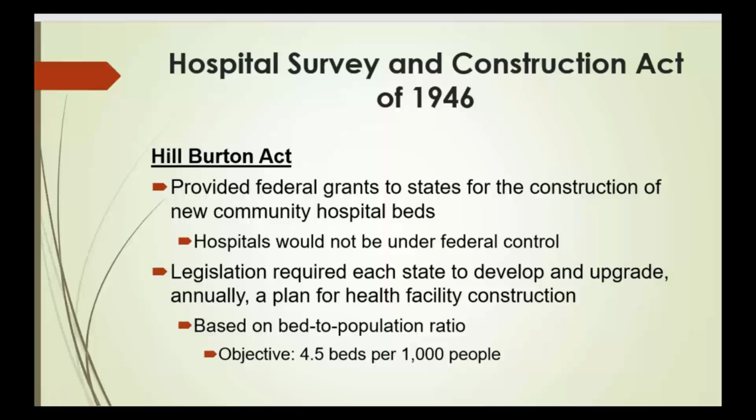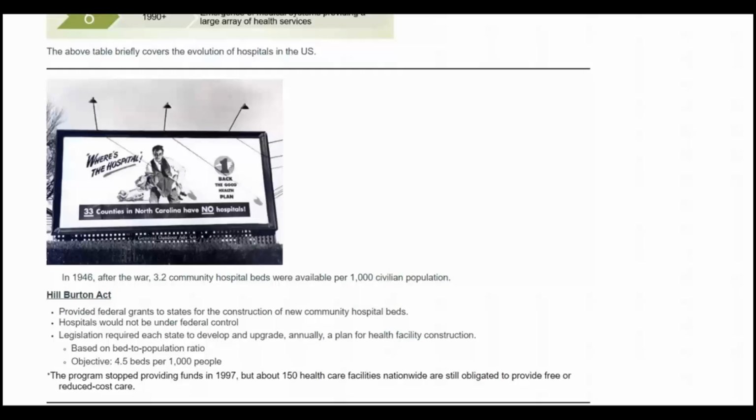Now I'm actually going to jump back to this week's section that covers some information from the chapter, because I have a billboard that I found where it's encouraging people to vote for the Hill-Burton Act. All right, so let me switch over now. So here it is, and it says, where's the hospital? 33 counties in North Carolina have no hospitals. So this is actually encouraging people to vote for the act.